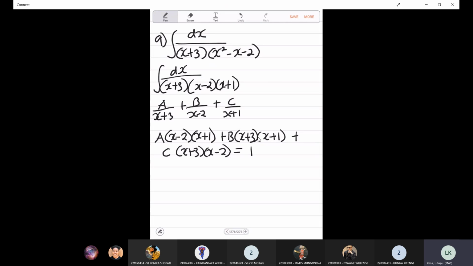So again, here all the factors are different, so I need 3 x values to substitute and then solve for a, b, and c. So we have x is equal to 2.